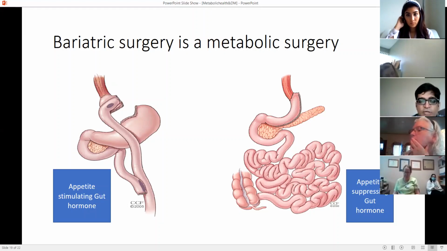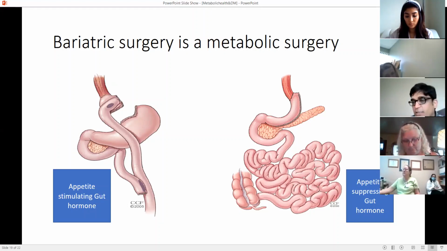And also this will cause their gut hormones, the GLPs, to go up. GLP, which is the glucagon-like peptide, is a gut hormone which will suppress their appetite and stimulate the pancreas to release insulin, and because of that they will lose weight and their diabetes can go into remission.